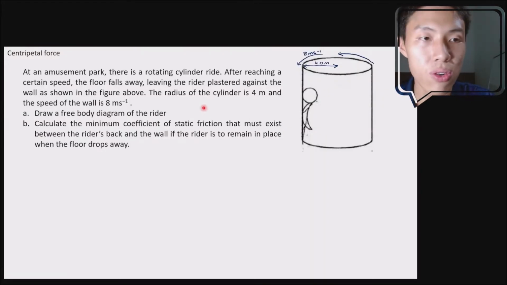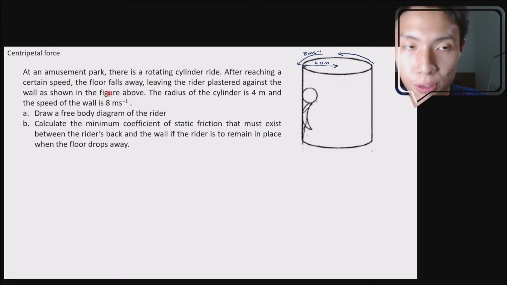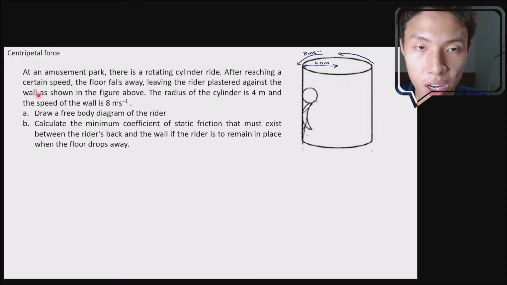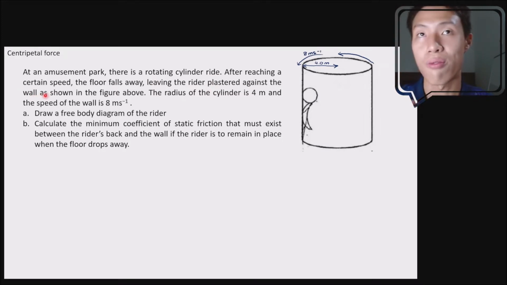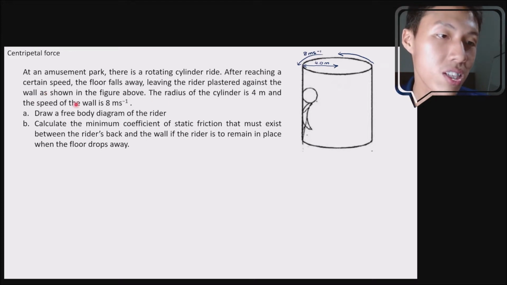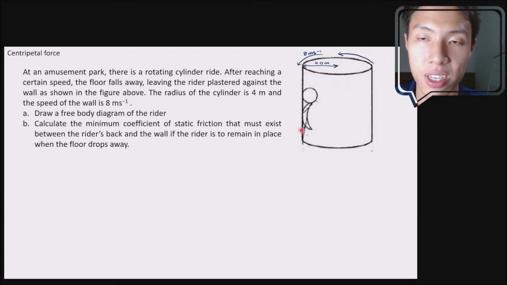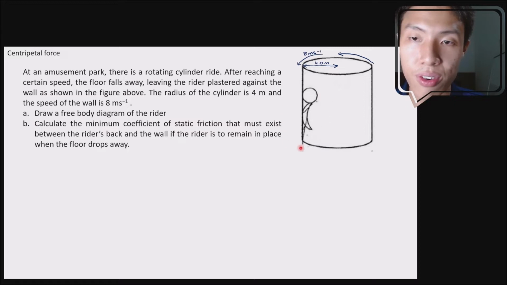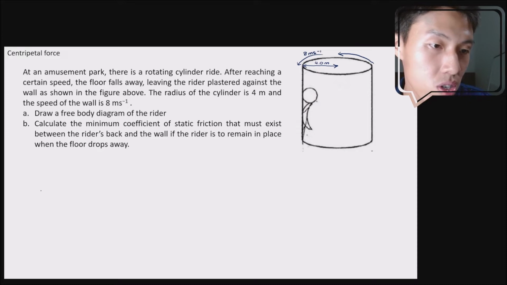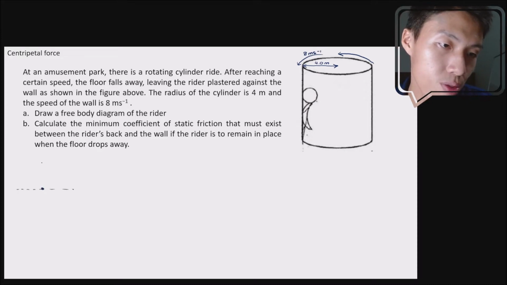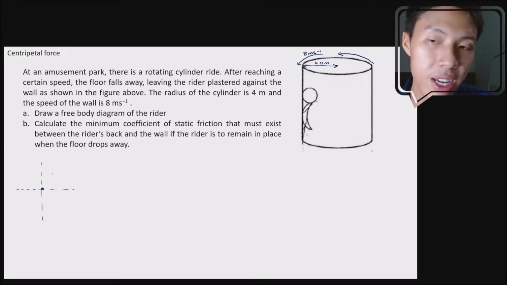The cylinder will reach a certain speed, then the floor will fall away, just like what we saw just now, but the rider will still be plastered against the wall. So I think we are clear on the situation. The video shows everything that I want to explain. Let's try to draw a free body diagram of the rider, and we'll draw it for the rider at this position over here. This dot represents the rider. Of course, if we sketch our free body diagram, we know that the rider has mass, therefore the rider will have weight.